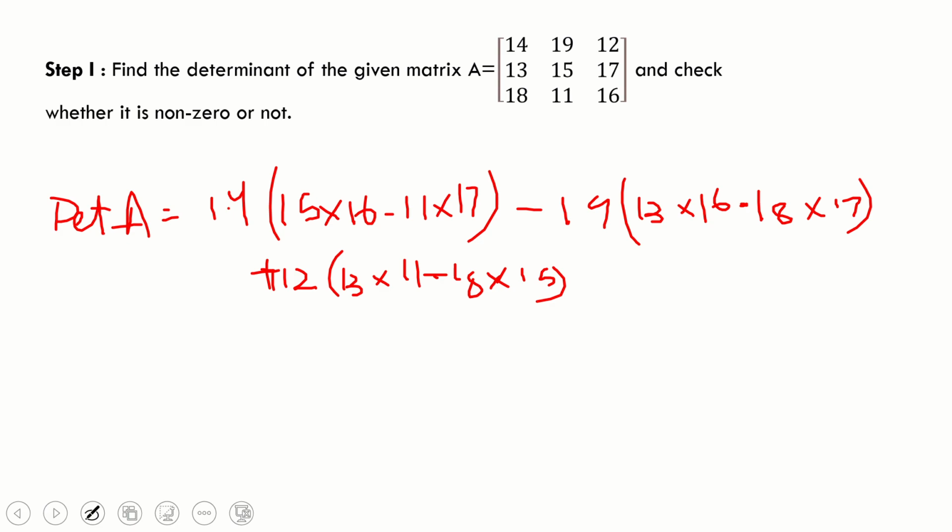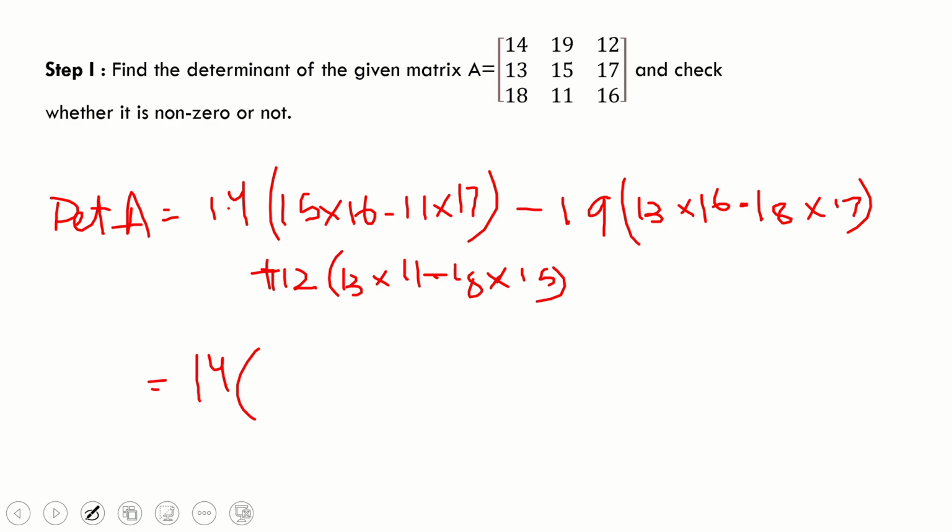Please check that everything is alright. Okay, so let me check. 14 times 15 into 16 minus 11 into 17, minus this is 19. This 9 is looking like a 4. Then I would by mistake consider it as 14, and then I will get a wrong answer, right? Okay, all right, everything is right.